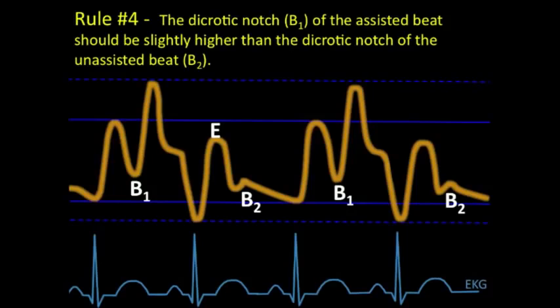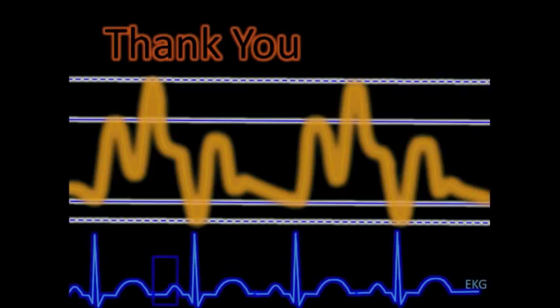So I think in our next video, we'll go into some of the things that go wrong with the balloon pump. But for the purposes of this video, I just wanted to give you a brief introduction to intra-aortic balloon pumps and the aortic pressure curve that goes along with them.